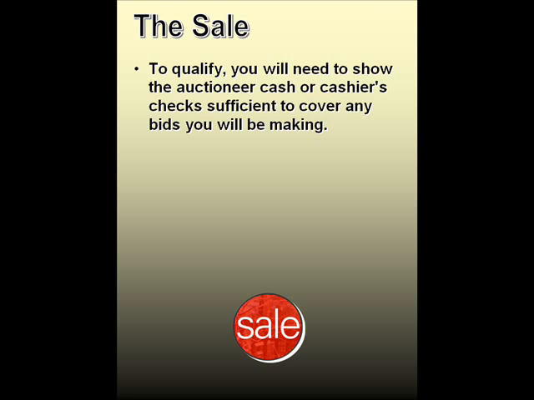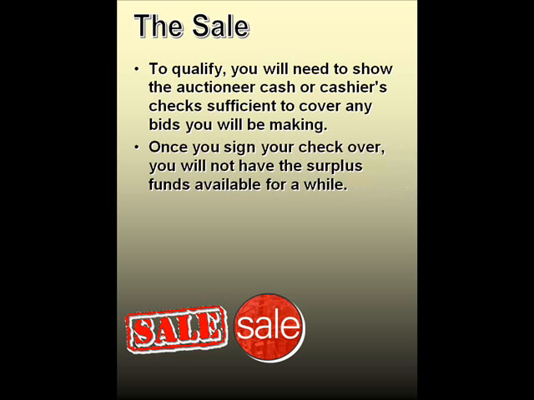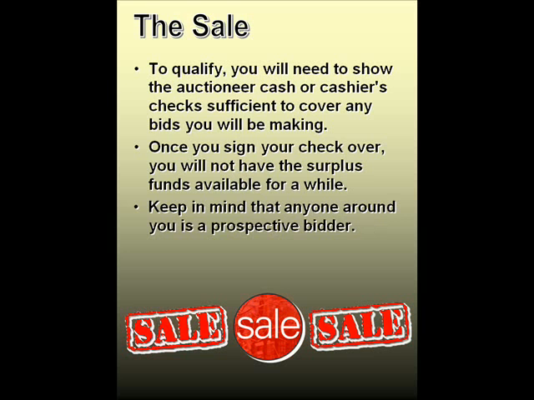Common practice is to have a large check to cover most of the expected bid, with smaller checks to cover increases in the bidding. You really do not want to have one check for $300,000 if you are going to be bidding on a $150,000 house, or if you will want to buy more than one property. Once you sign your check over, you will not have the surplus funds available for a while. When bidding and qualifying, keep in mind that anyone around you is a prospective bidder. If you allow them to see the massive amount you can bid, you have weakened your position. The same holds true for notes you have written or numbers. Keep your information private.